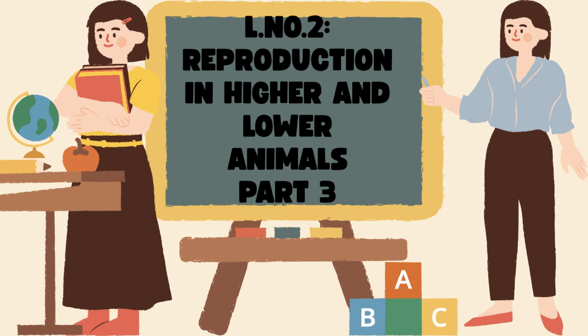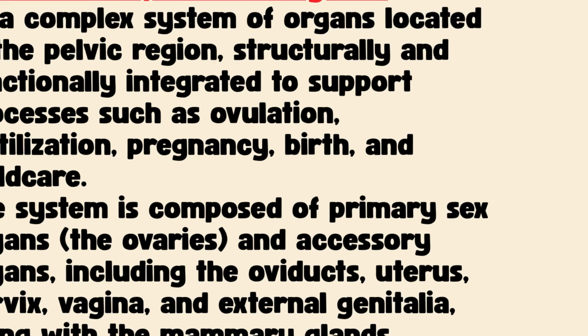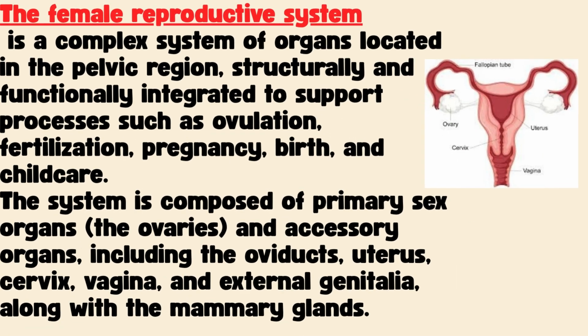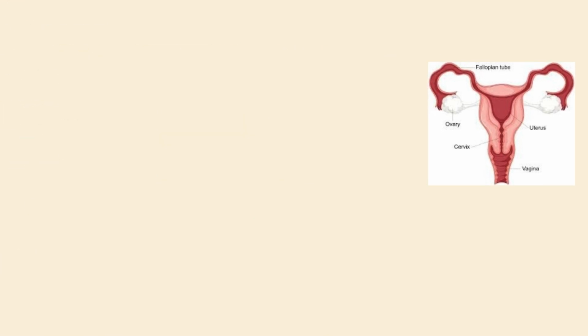Here we'll study the female reproductive system. It consists of the following parts: a pair of ovaries, a pair of oviducts, uterus, vagina, external genitalia, that is vulva, a pair of vestibular glands, and a pair of mammary glands. All these things make up the female reproductive system.